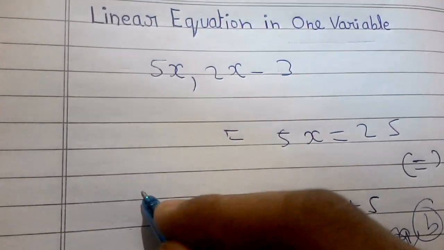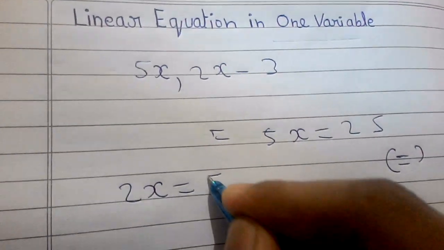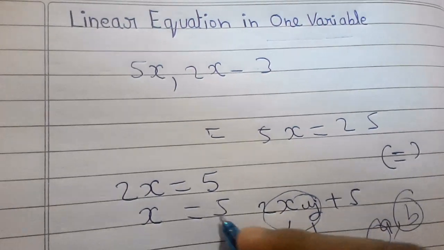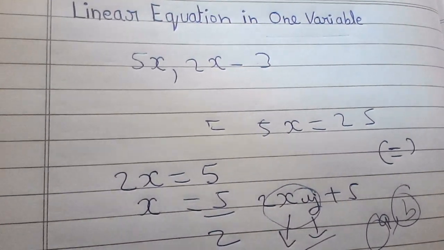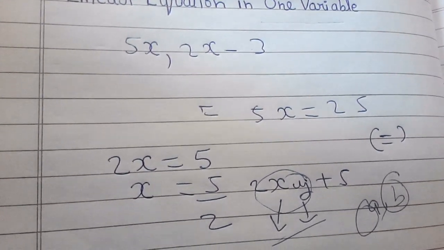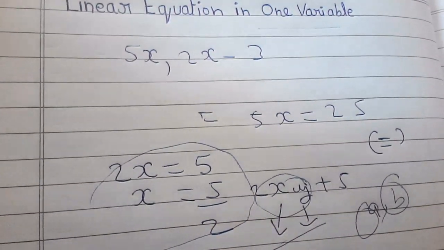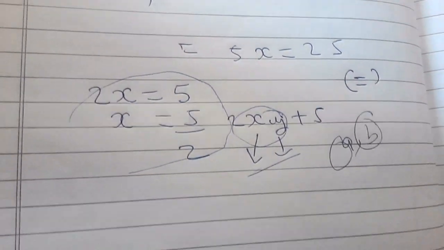Then we can take some examples of linear equation in one variable. So our first example is like this: 2x is equal to 5, so x is equal to 5 by 2. Now I'm going to tell this in an easy and interesting way so that you can visualize how you can visualize expressions and equations. For visualizing these equations, you have to see what I'm doing.